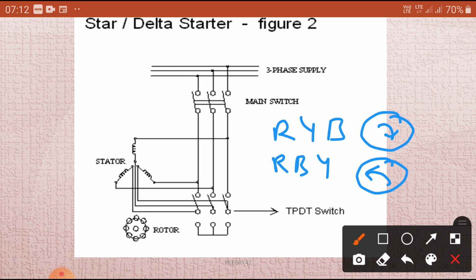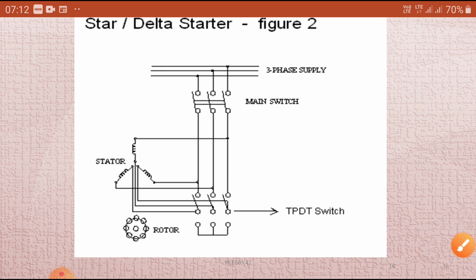So, these are the things, dear students. Otherwise, the motor will run in the opposite direction. This type of starter is used for motors rated between nearly 5 HP and 20 HP. So, these are the basic concepts, dear students. Now you can see the theoretical part.